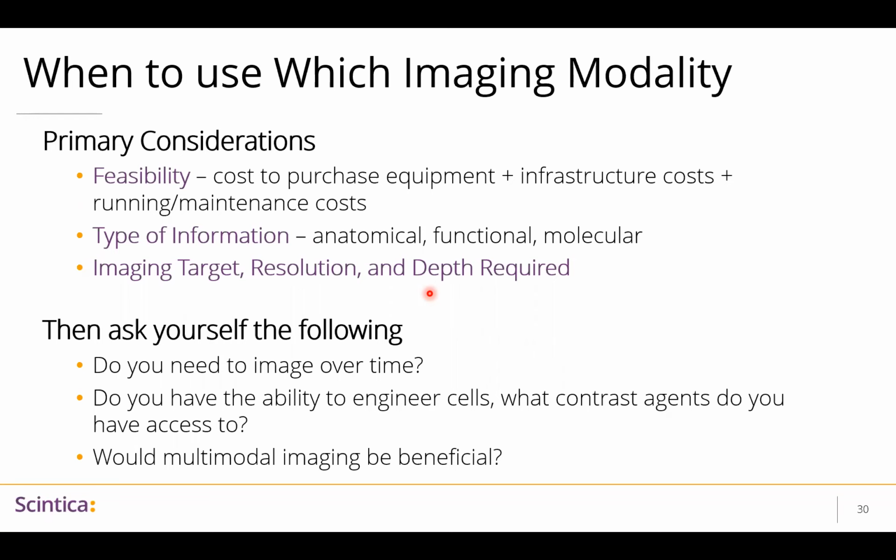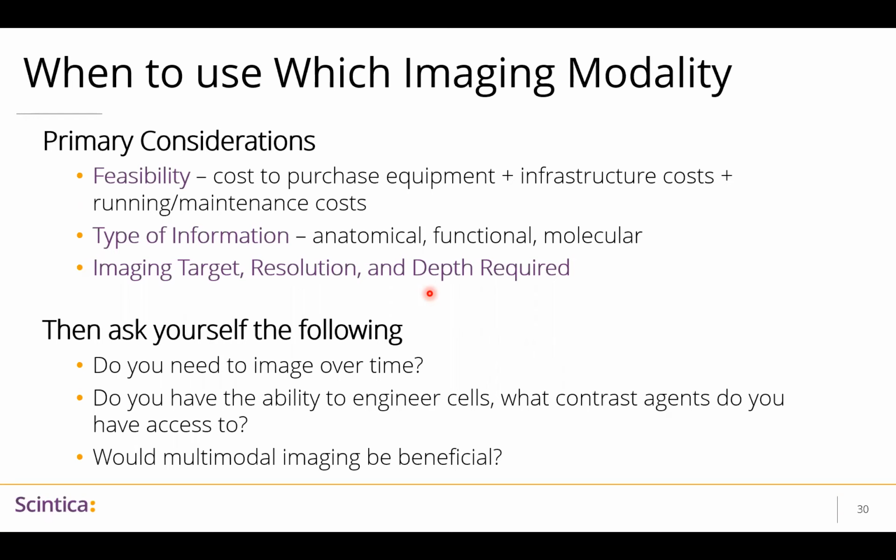What type of information do you need? Do you need anatomical, functional, or molecular? And what type of imaging target, resolution, or depth of penetration is required for you to image the specific target that you're looking for in the specific animal model that you're looking for? And then you need to ask, do I need to image the same animal over time?